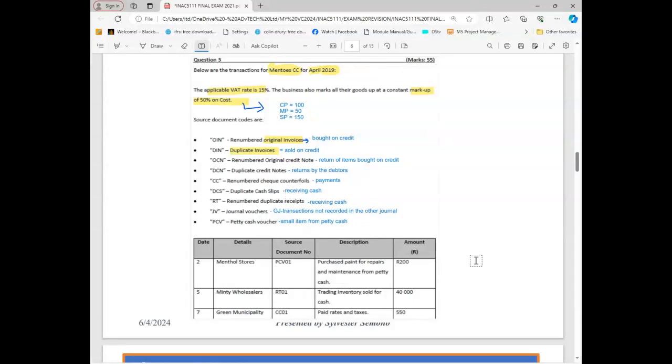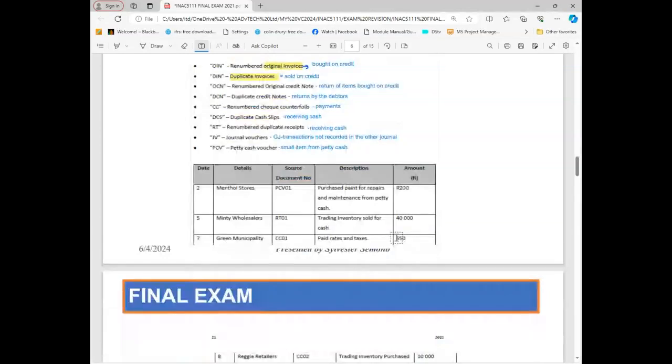Can you see now? So now let's identify first. Firstly, these are the transactions. As you can see, on the second, we've got the transaction. Menthol Traders, they said P stores. PCV, I know already where to go because I can even go and check there.